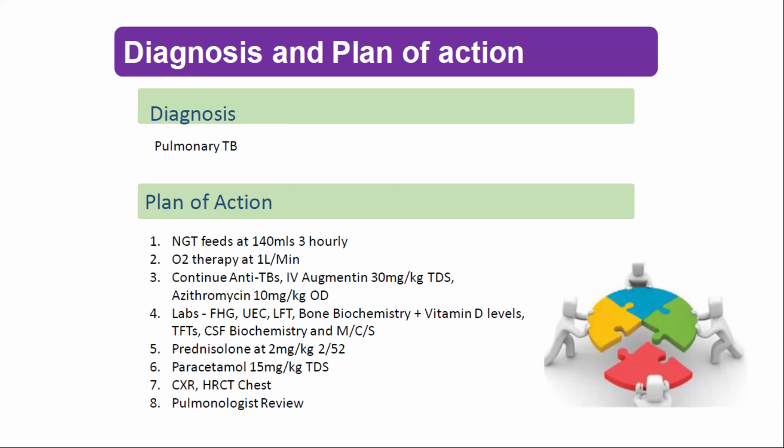A CSF was done because it was felt that with this extent of disease in such a young child, the possibility of extrapulmonary TB was possible. And what we fear most is TBM because we have poor outcomes, particularly in children who are not immunocompromised. The child was also started on steroids, which are indicated in all forms of severe pulmonary disease. And we planned for a pulmonologist review. Next slide.